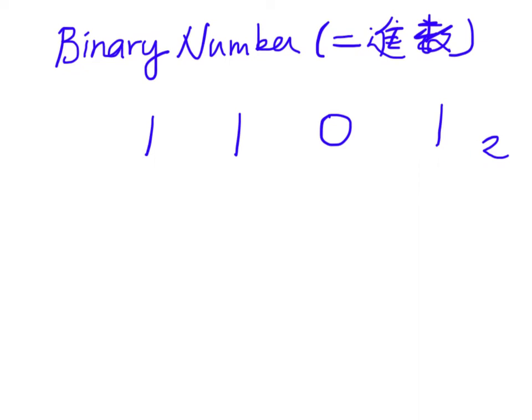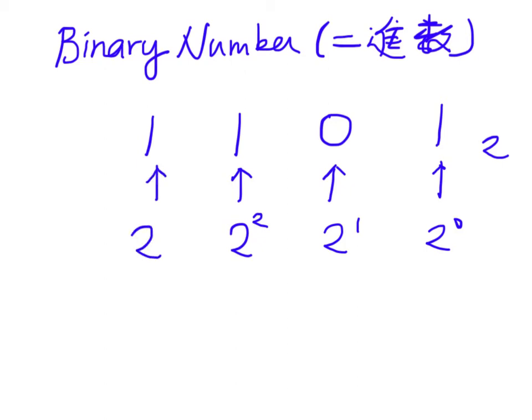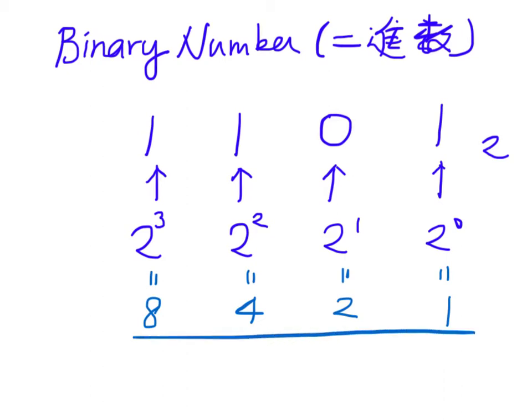Since we have a binary number here, we change the base from 10 to 2. So this digit will be 2 to the power 0, this 0 will be 2 to the power 1, this will be the square of 2, and this will be the cube of 2. Therefore the place values are 1, 2, 4, and 8. These represent the place value of each digit.